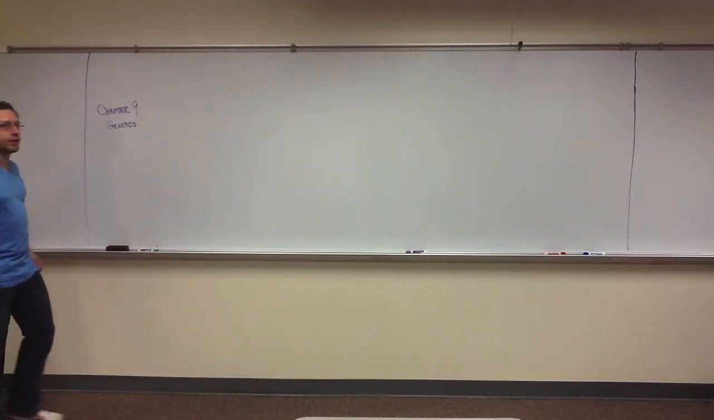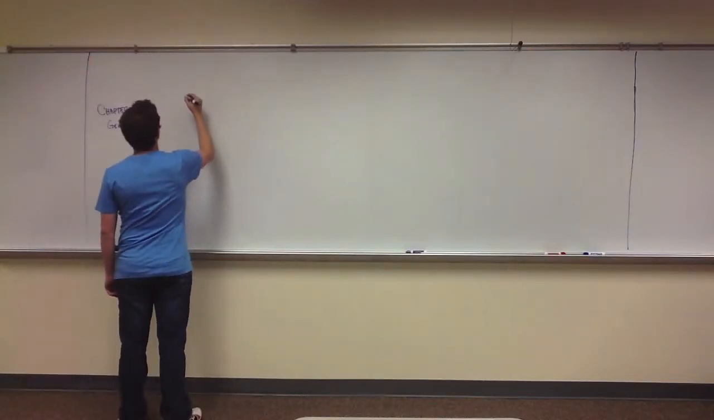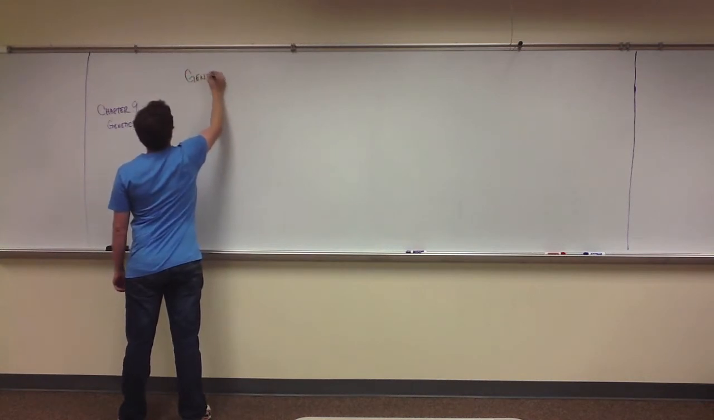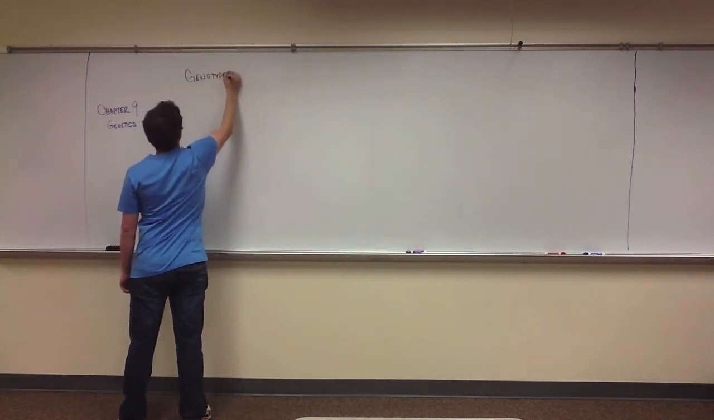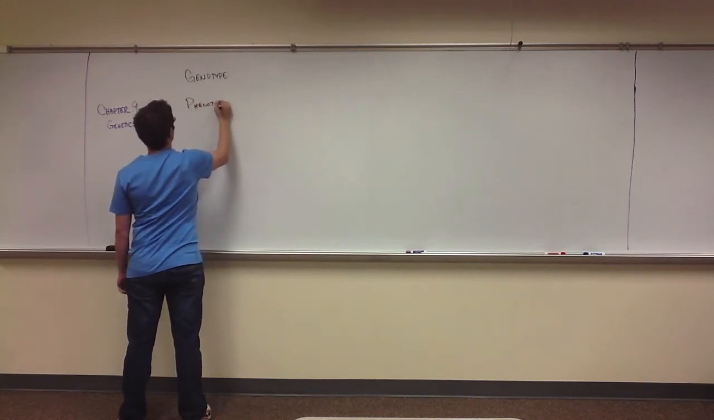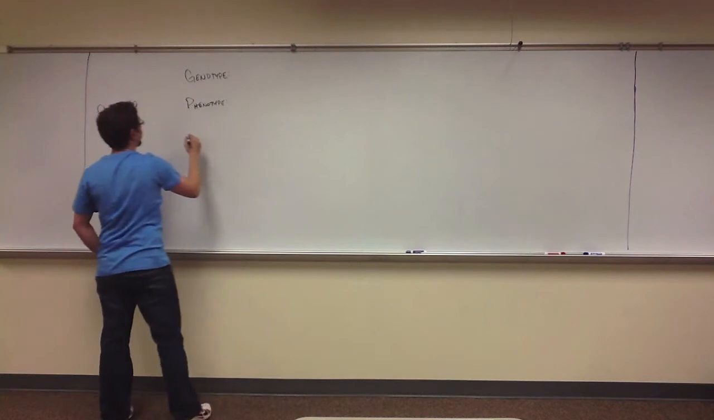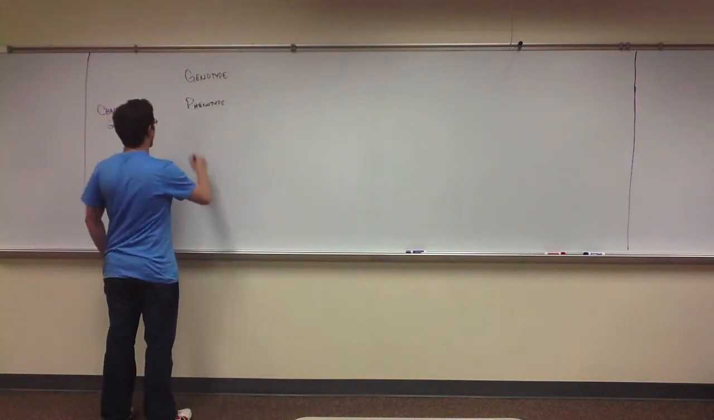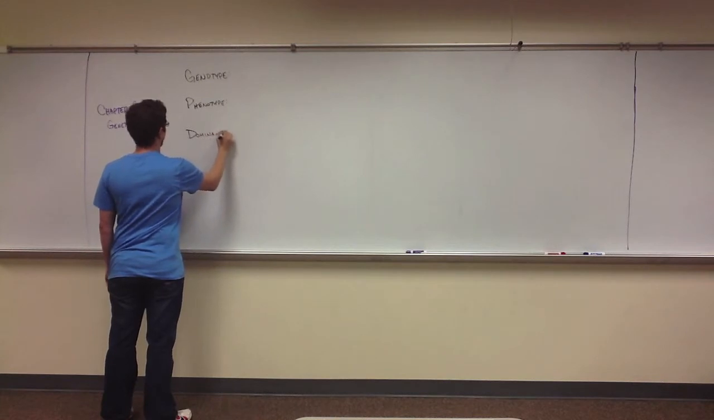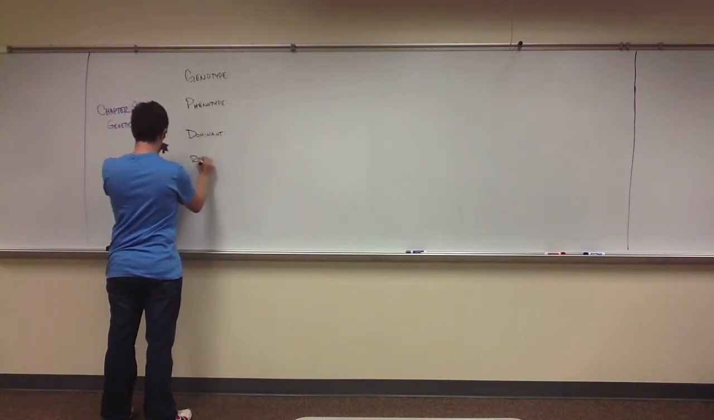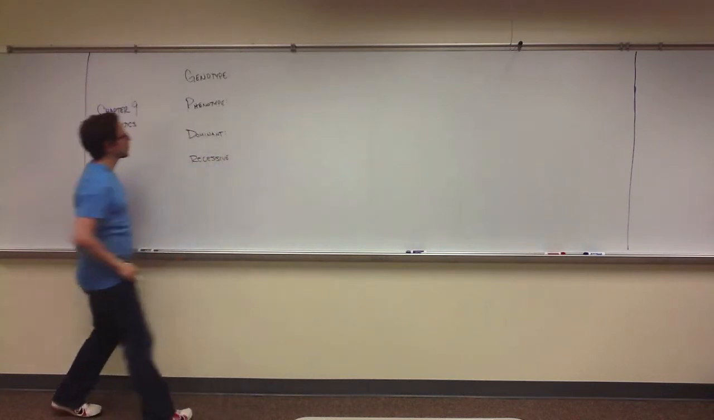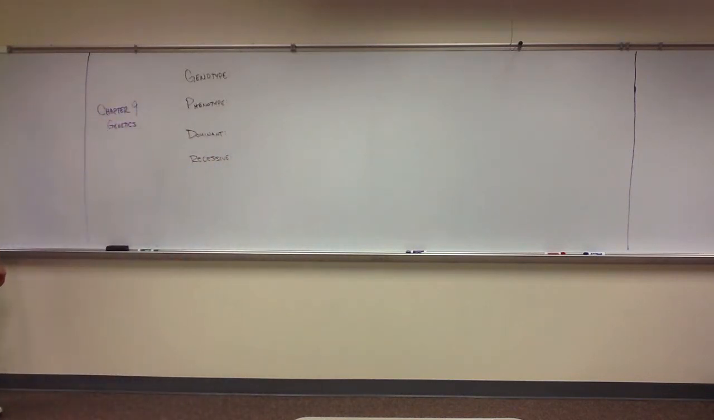So we got a lot of things here to talk about and discuss. Let's go ahead and just start by getting the vocabulary words out of the way. We've got genotype, we've got phenotype, we've got dominant, we've got recessive. Okay, genotype, phenotype, dominant, recessive.